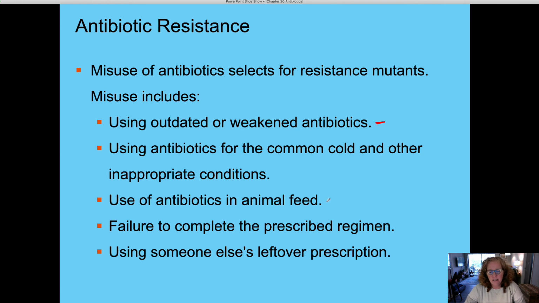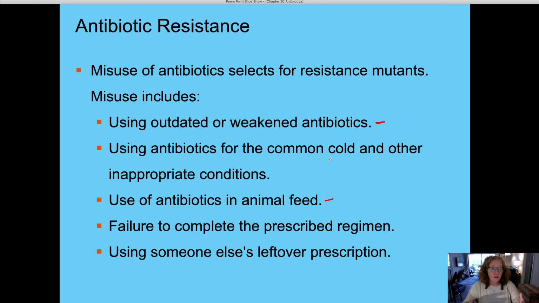Using antibiotics in animal feed. This was found to really promote the resistance of things like gram-negative bacteria against penicillins. Antibiotics for years and years have been put in animal feed to prevent our animals like cattle, pigs, chickens, to prevent them from developing infections. In this case, the antibiotics or antimicrobials were being used as a preventative as opposed to a treatment.